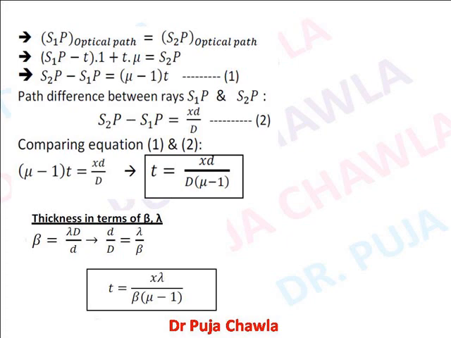Thickness in terms of beta and lambda. You have the formula beta is equal to lambda D upon small d. From here small d upon capital D comes out to be lambda upon beta. If you substitute this value of small d upon capital D in the above formula, small t comes out to be x lambda upon beta into mu minus 1. That's it. So this is the formula for t in terms of beta and lambda. So these were the applications of the Fresnel Biprism experiment.